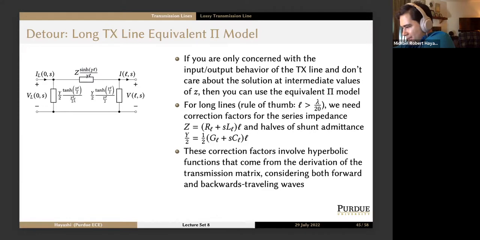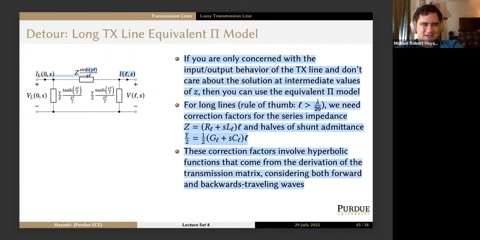So that means you're going to get complex answers when you put complex numbers into the hyperbolic functions. So it modifies both the resistive and the reactive parts of the impedance, and the conductive and susceptive parts of the admittance. And deriving this is a pain. You look at the transmission matrix, you consider both forward and backwards traveling waves, and you make a lot of simplifications, and you notice that you get something that looks like hyperbolic functions.